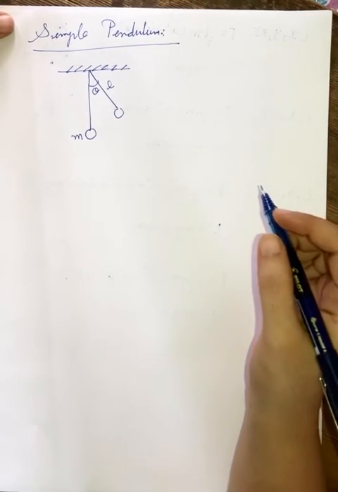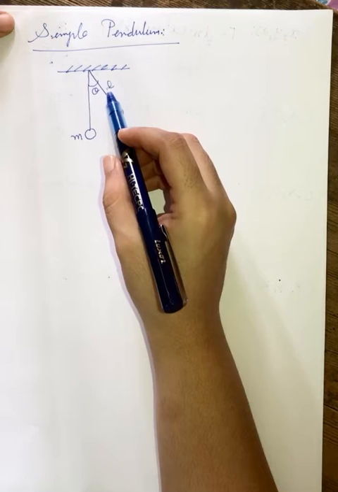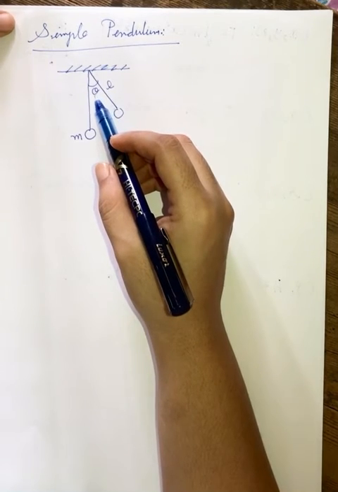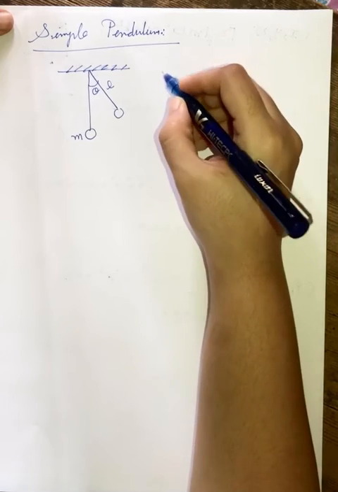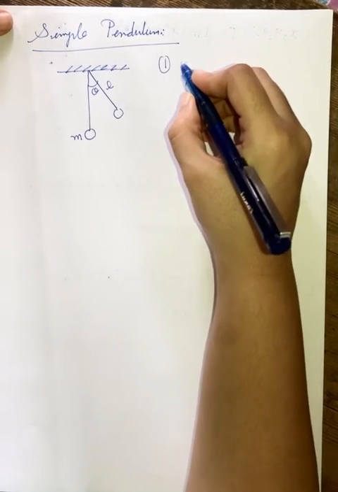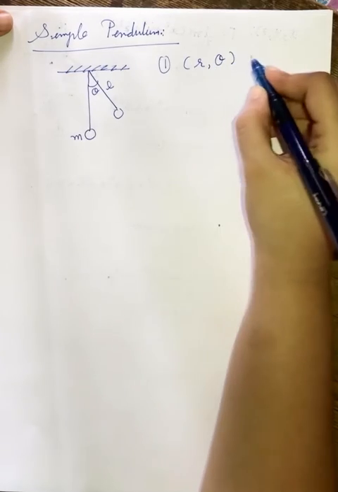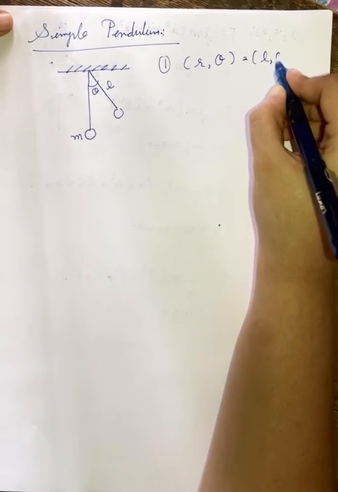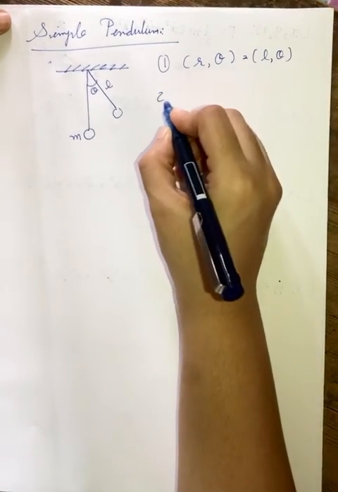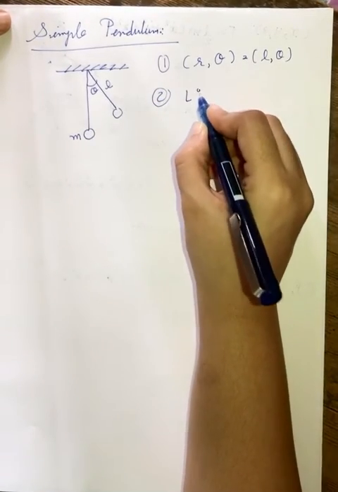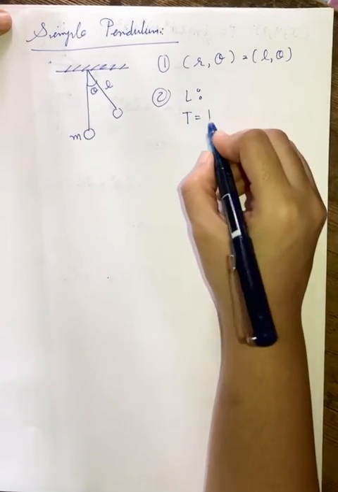We can of course use the Cartesian coordinate system, but as you can see it is much easier if we use the polar coordinate system. That is the first step, that we decide the coordinate system, and that is r, theta. Here r is L, so L, theta is the coordinate system we are going to use. Second step is to construct the Lagrangian L. For L we need T. We already know the structure.